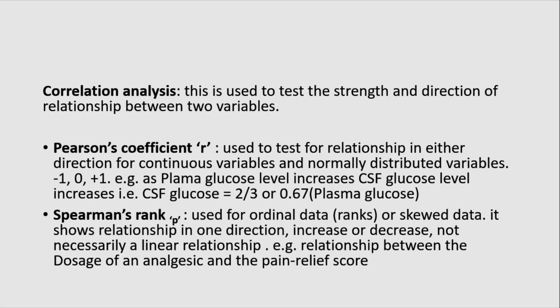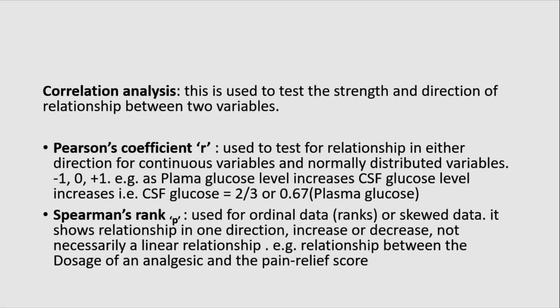For example, we know that there is a relationship between your blood glucose level and your CSF glucose, because obviously when you eat your food, the glucose first gets into the blood before it diffuses through the blood-brain barrier into the CSF. So there will be a relationship between what is obtainable in the blood and what is in CSF. So this relationship was gotten as CSF glucose equals 2/3 of plasma glucose. So whatever you get as your plasma glucose, you multiply it by 2, divide it by 3, that is your CSF glucose. So this 2/3 is a plus, is not a negative, because as your plasma glucose is increasing, your CSF glucose is also increasing.